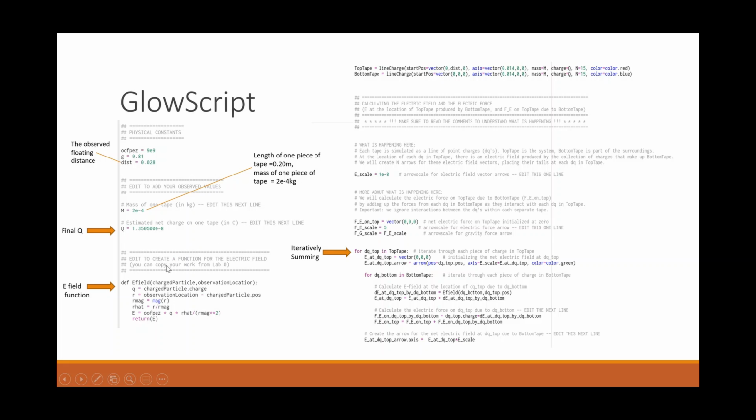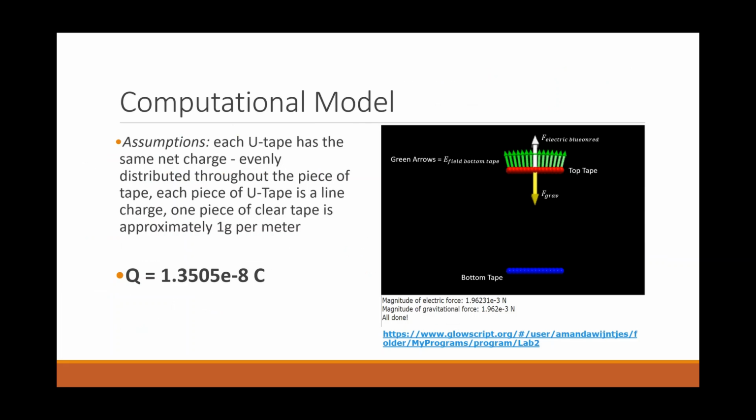This was my E field function. And this is where I created the top and bottom tape. I broke each piece of tape into 15 different segments. I then iteratively summed the segments down here, so I found the E field for each segment from the bottom tape on the top tape, and then used that to get the electric force. And then at the end, I ended up creating overall arrows for F electric and F gravitational, and also E field arrows, where you can see here. So the green arrows represent the E field of the bottom tape at the top tape location, the observation location. You can see here's my F gravitational arrow and here's my F electric arrow.